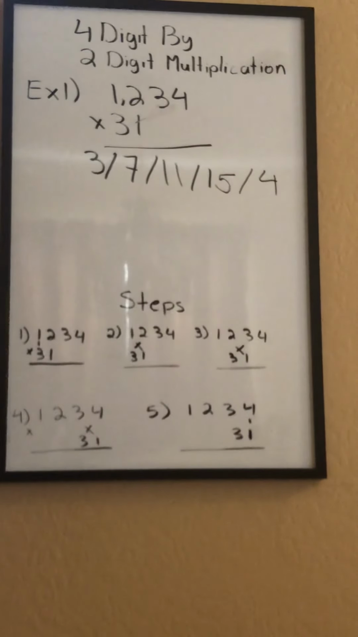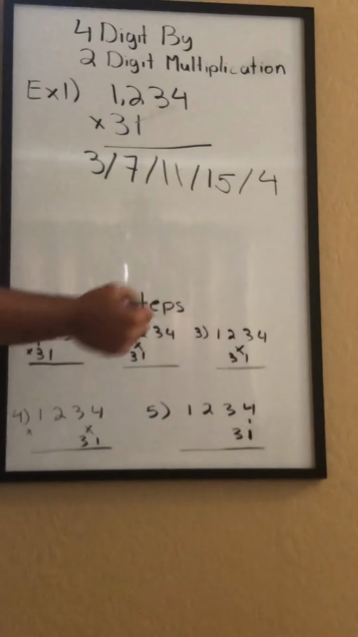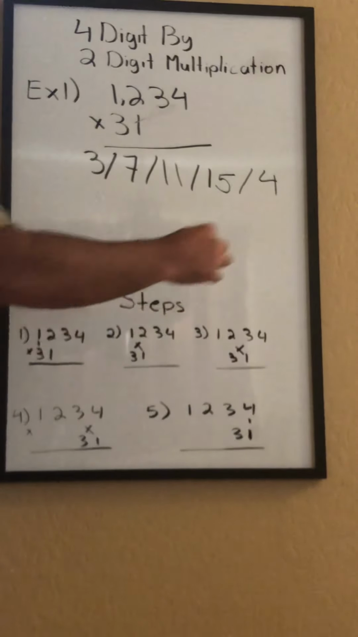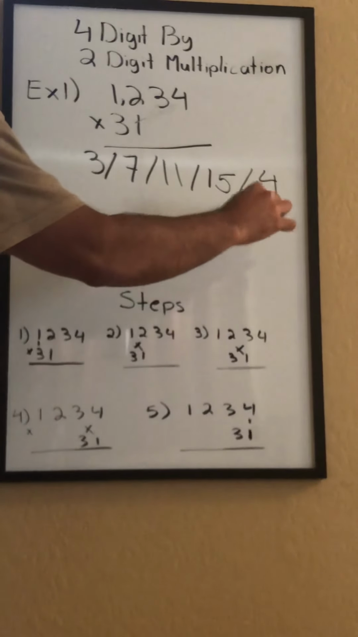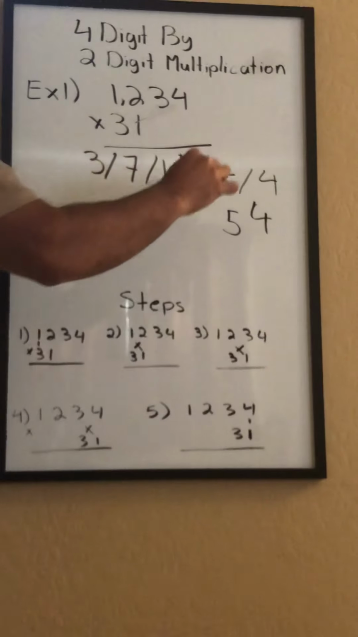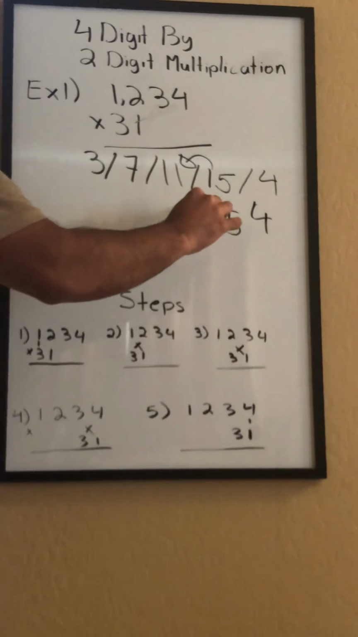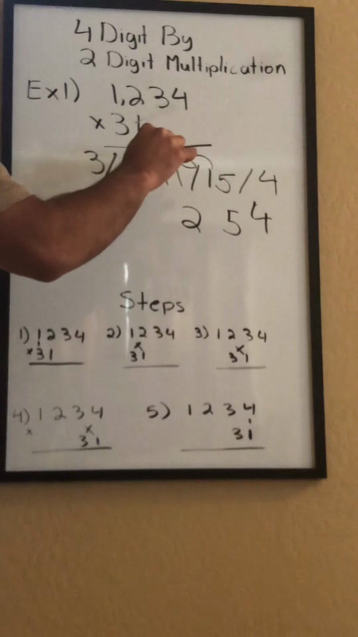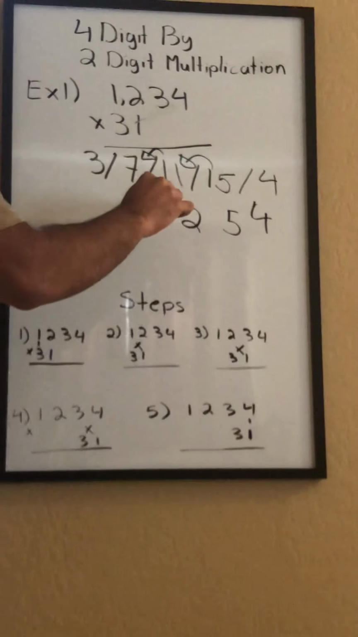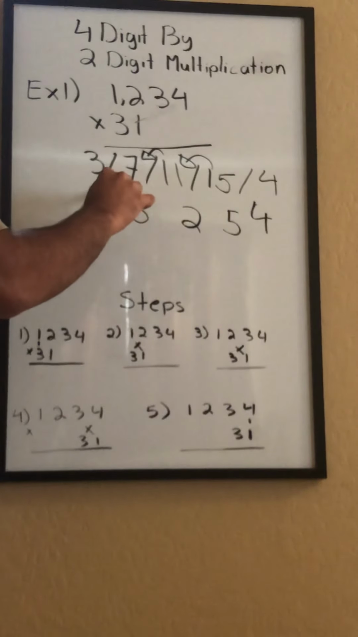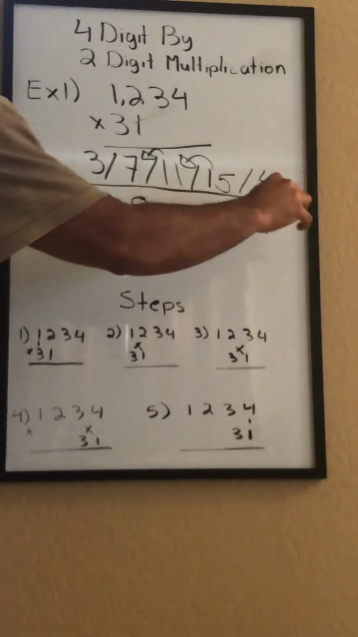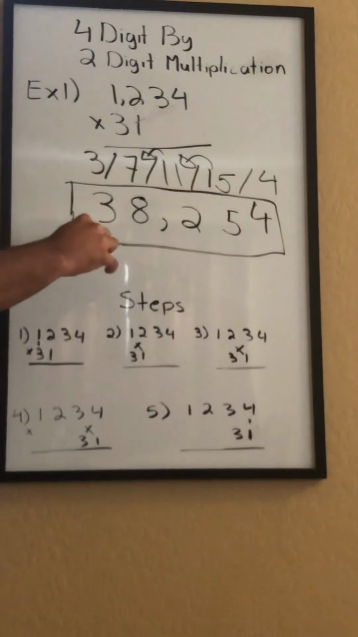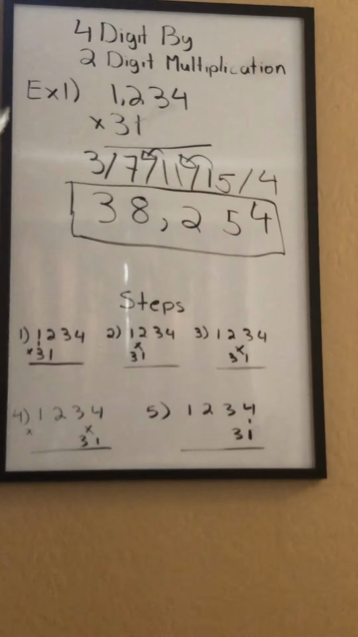Okay, now how do we put our answer together? We're going to go right to left, we're going to keep the units digit, carry the tens digit. So I'm going to keep the 4 here, keep the 5 here, but since there's a 1, I have to carry it over here. 11 plus 1 is 12. So write 2, carry the 1 here. 7 plus 1 is 8, and then I'm going to just keep the 3. So 38,254, okay?